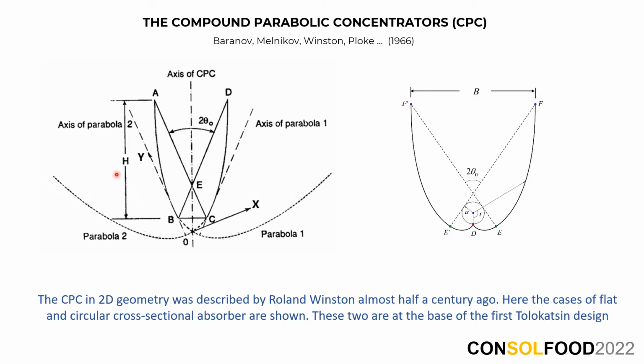developed just over half a century ago by Roland Winston, the then Soviet Baranov and Melnikov, as well as the German Ploke, among others. The underlying idea is that rather than forming images of the light sources in a focal zone, it is decided to catch photons in a finite-sized zone, even if the image formed there has huge aberration and is fragmented.